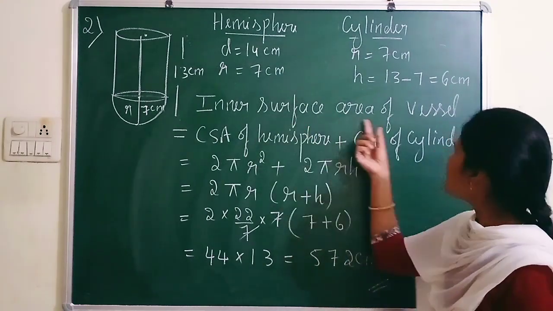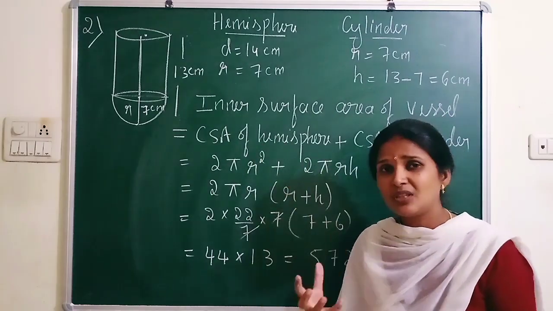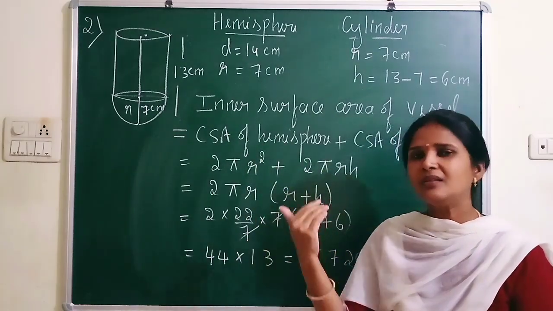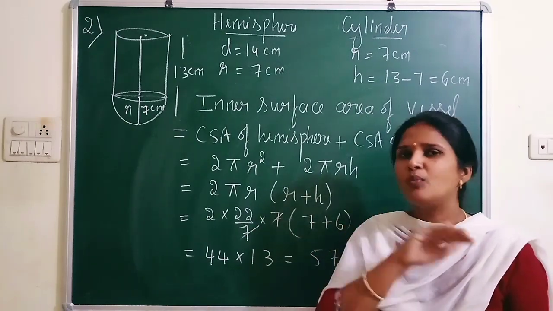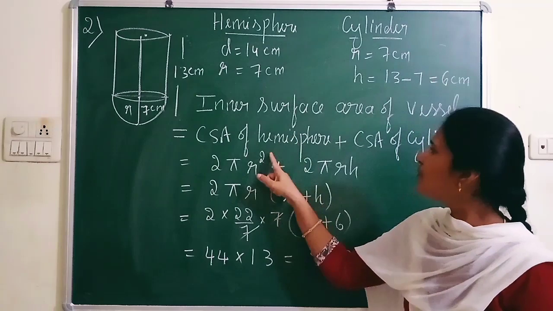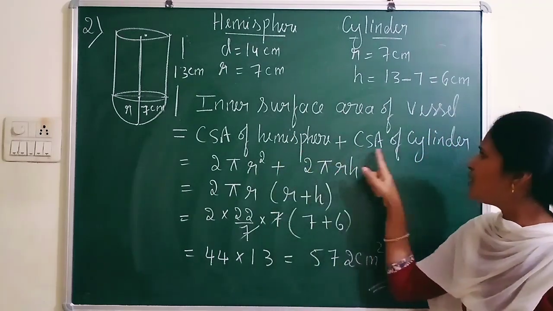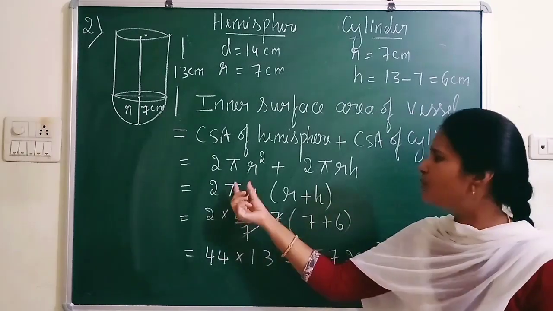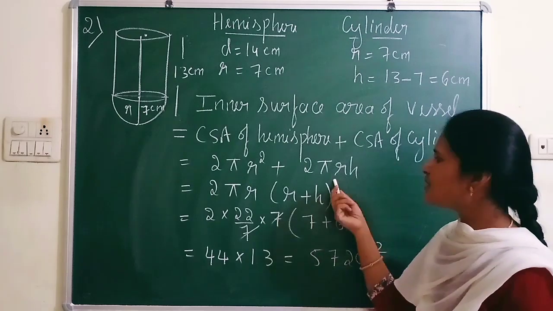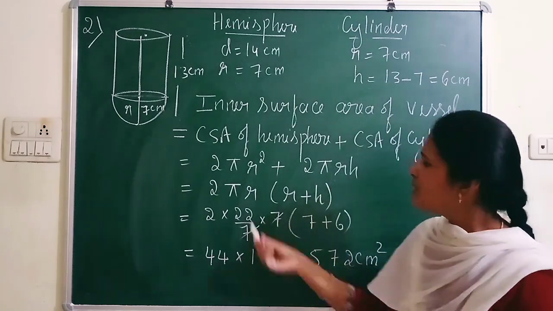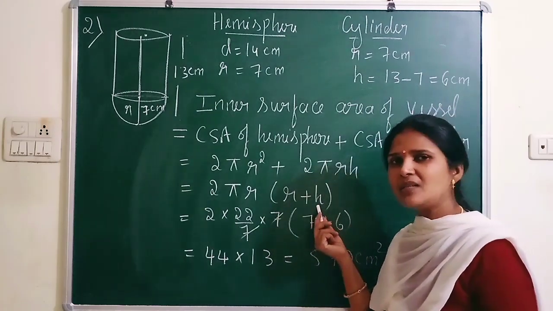So inner surface area of the vessel equals CSA of hemisphere plus CSA of cylinder. Imagine the vessel inside the cylinder, only the CSA part you can see because bottom and top both are open. CSA of hemisphere is 2 pi r square plus CSA of cylinder is 2 pi rh. So take 2 pi r common. In the bracket we get r plus h.